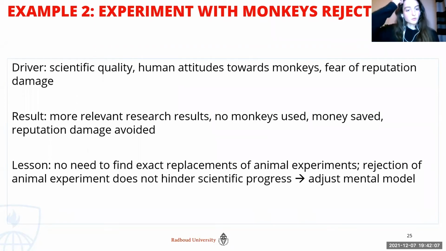And the result is, well, more relevant research, no monkeys used, money saved, and reputation damage avoided. Well, isn't that a great success? So what can we learn from that? Again, the same as in the last example, no need to find exact replacements of animal experiments. And especially not in this case, because they said, well, even if you do this with humans, it's not going to be relevant. And then also a rejection of an experiment does not necessarily hinder scientific progress, which could again lead to an adjustment of a mental model.